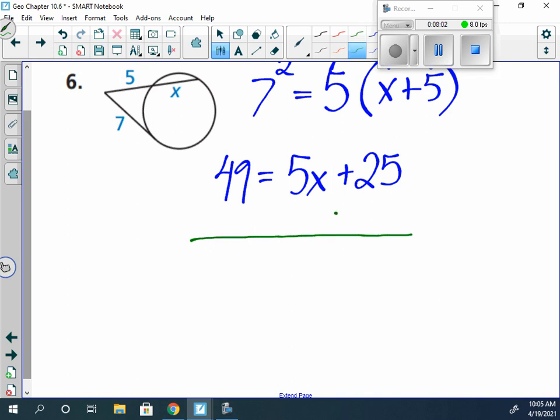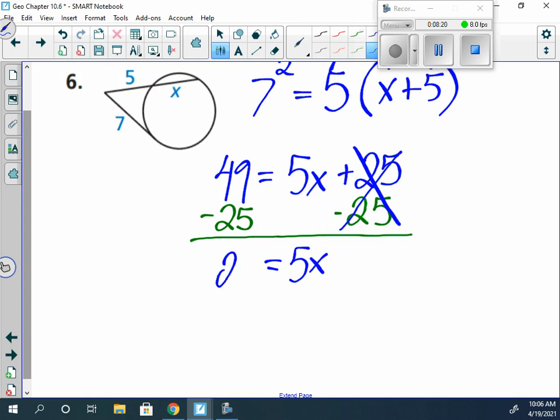We can subtract 25 from both sides because we're wanting to get x by itself, and the easiest step to do first is to subtract 25 from both sides. Because 25 minus 25 would be 0. And it'd leave us with 5x by itself on the right-hand side. 49 minus 25 is 24. Last but not least, we would divide both sides by 5. And if we type this into a calculator, 24 divided by 5 is 4.8.